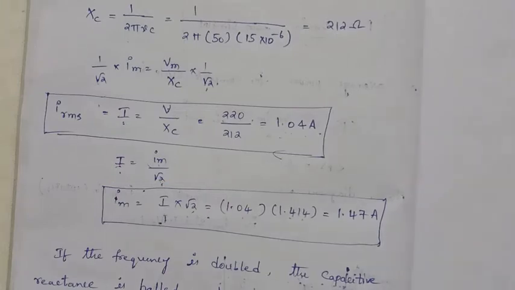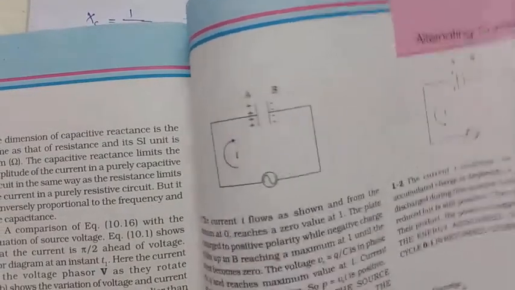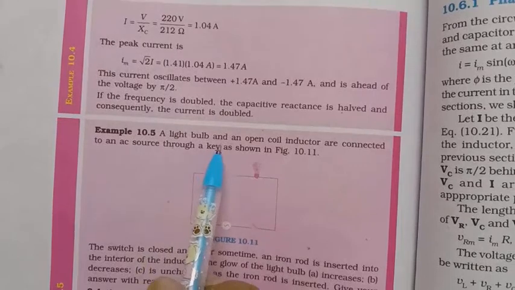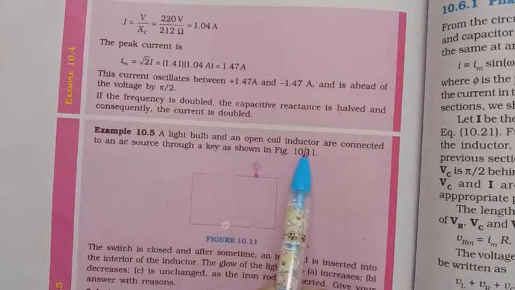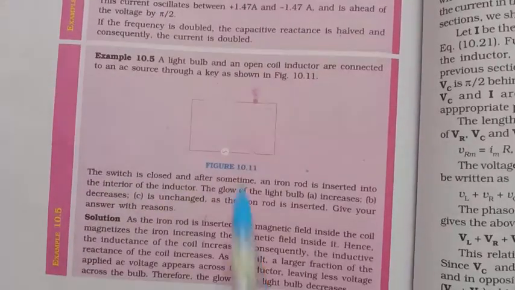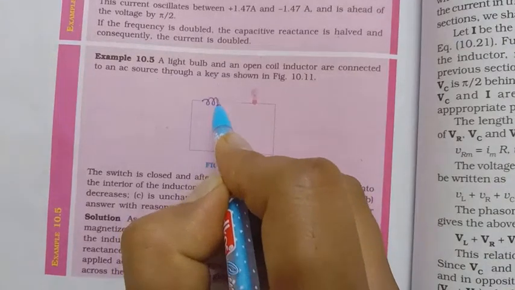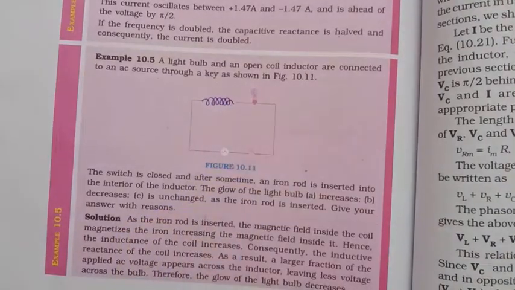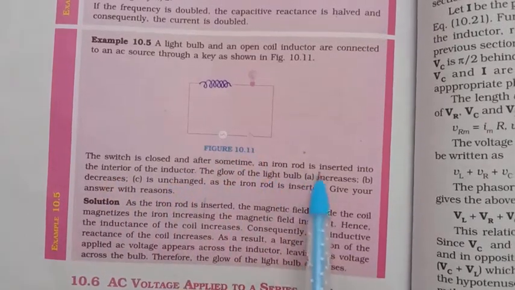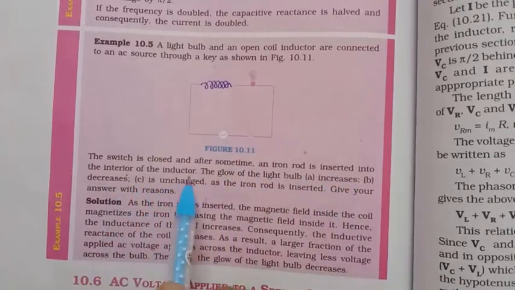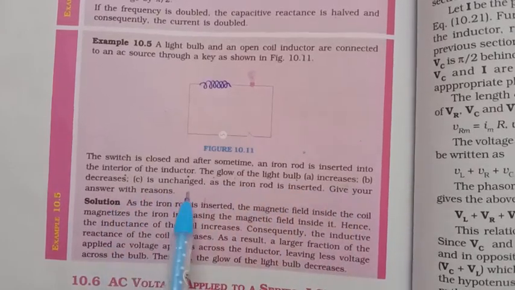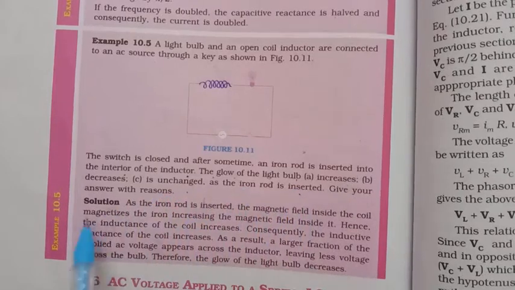And next example problem. A light bulb and an open coil inductor are connected to an AC source through a key as shown in figure. So like this, here the inductor is there. So the switch is closed, and after some time the iron rod is inserted into the interior of the inductor. Does the glow of the light bulb increase, decrease or remain unchanged as the iron rod is inserted? Give your answer with reason.